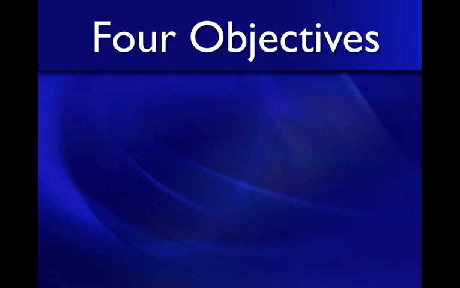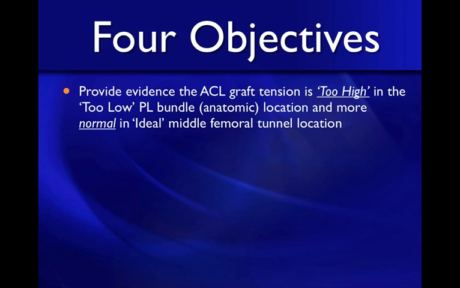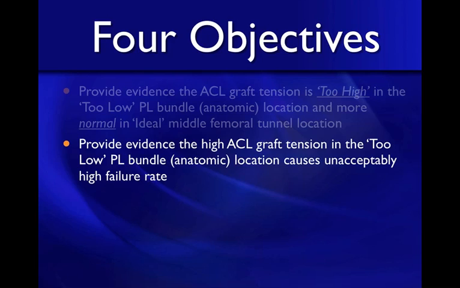I would like to share 4 objectives with you. One is provide evidence the ACL graft tension is too high in the too low PL bundle or anatomic location and more normal in the so-called ideal middle femoral tunnel location. I would then like to provide evidence that the high ACL graft tension in the too low PL bundle or anatomic location causes an unacceptably high failure rate in ACL reconstruction.